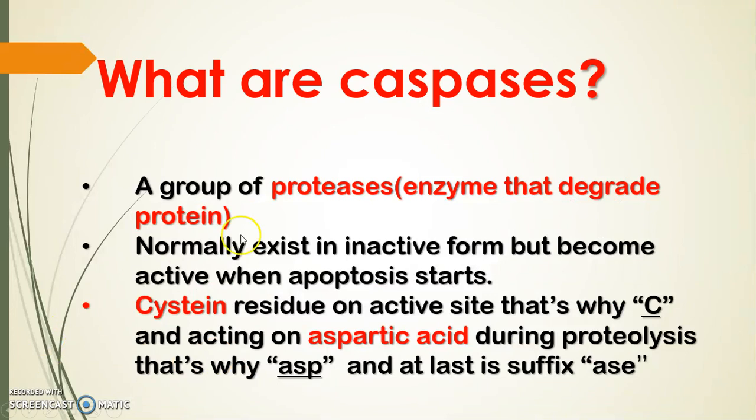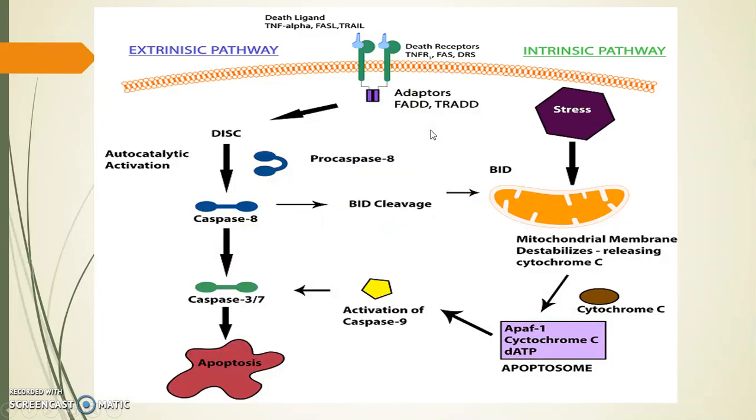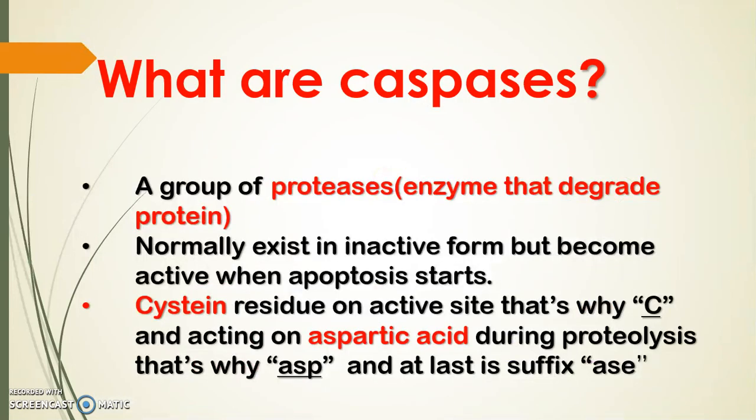Now in this slide, we are going to discuss what caspases are. As we have discussed caspase 8, caspase 9, caspase 3 or 6 or 7, it is very necessary to understand what basically caspases are. They are a group of proteases, or you can say enzymes that degrade proteins. Normally they exist in inactive form, but they become active when apoptosis starts.